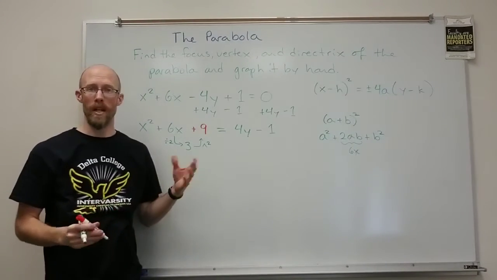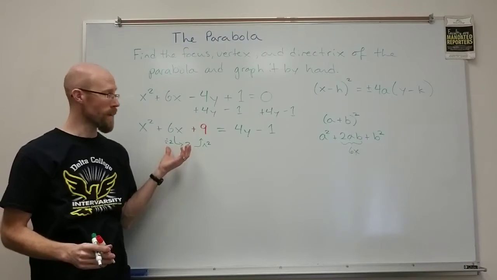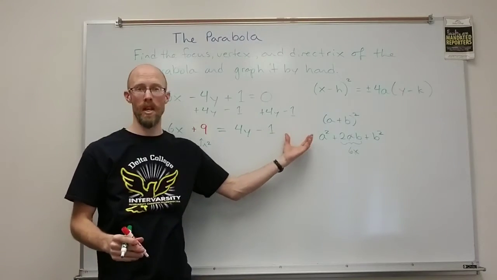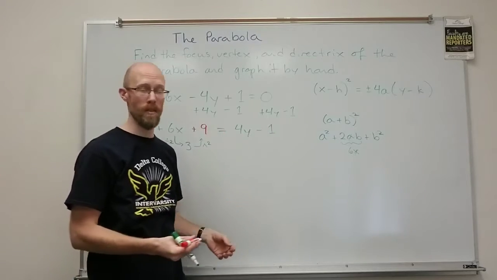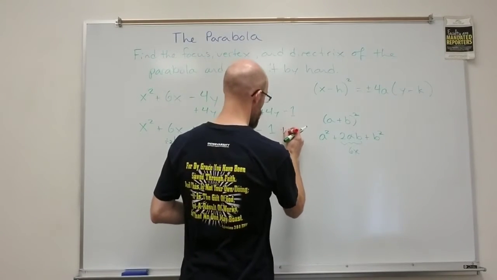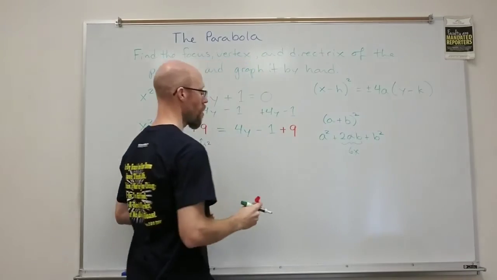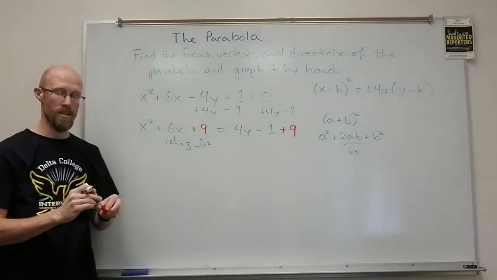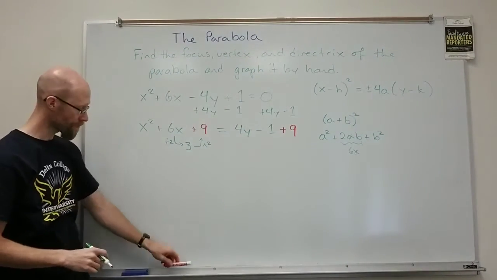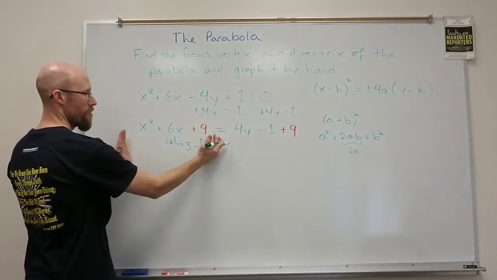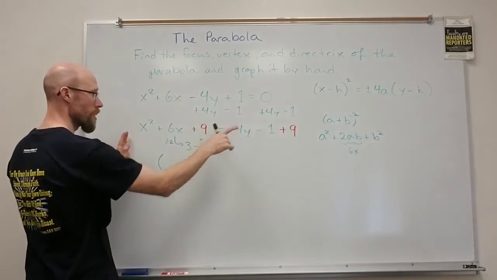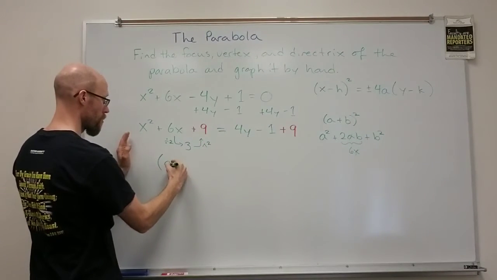But I can't just randomly add a 9 to the left side of an equation without doing the same to the right side. That's our addition property of equality. And so I'm going to add a 9 also to the right side, right? Add the same thing to both sides of the equation. Now I'm going to simplify. This left side factors using that perfect square trinomial formula.